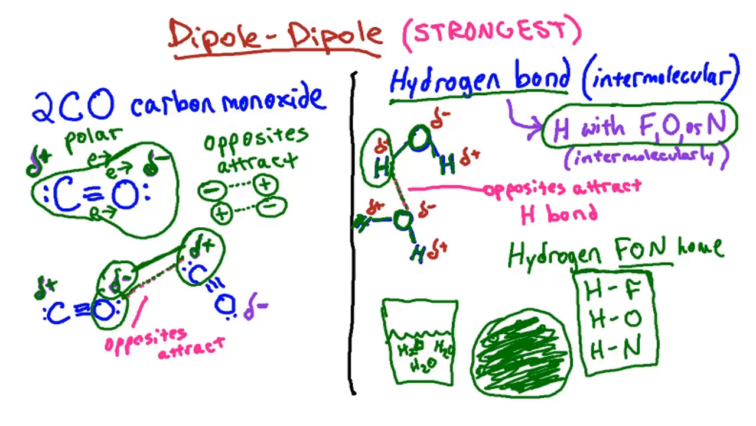Well, because the positive ends, the hydrogen ends of the water molecule, are positive, and they connect because opposites attract.